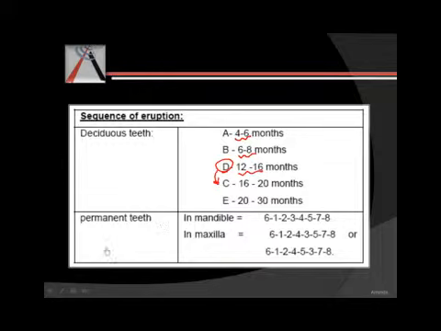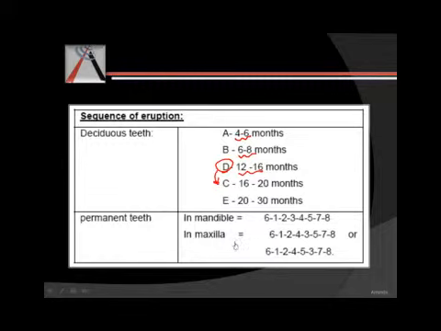Then when we talk about the permanent teeth, in the mandible, the first tooth to erupt is the permanent molar, 6. Then you have 1, 2, 3, 4, 5. 6 is missing because it has already erupted. Then we have 7 and 8. So simple: 6, 1, 2, 3, 4, 5, 6 is missing, 7 and 8. The mandible sequence is that simple. Only you have to remove the 6.